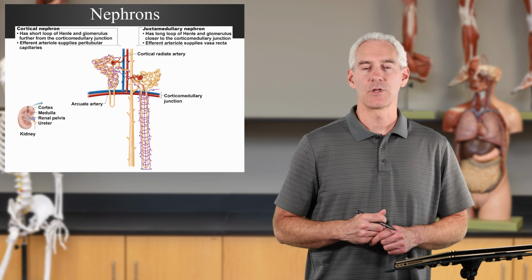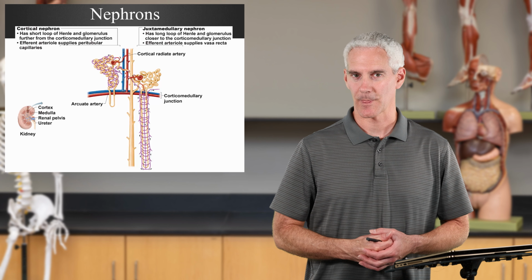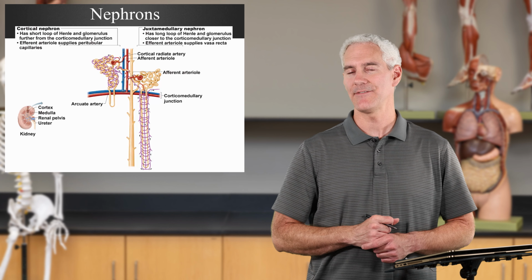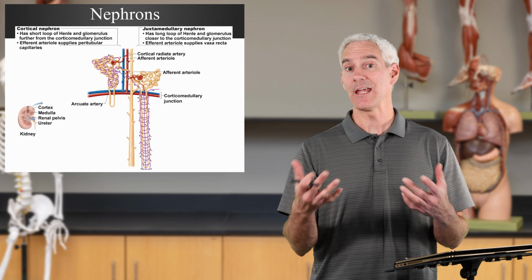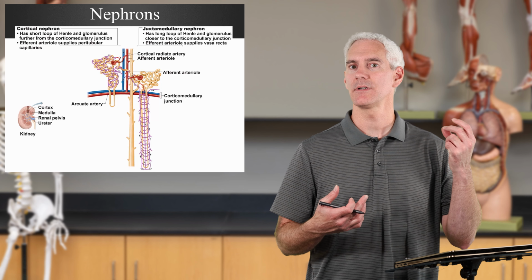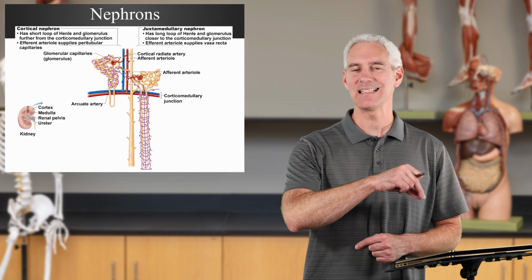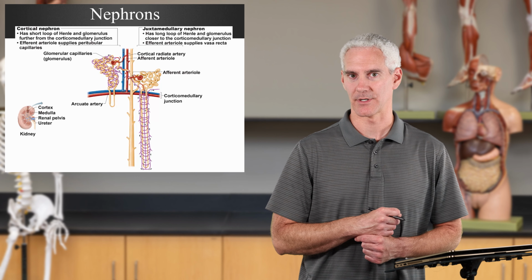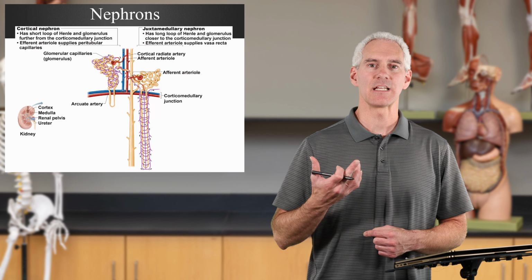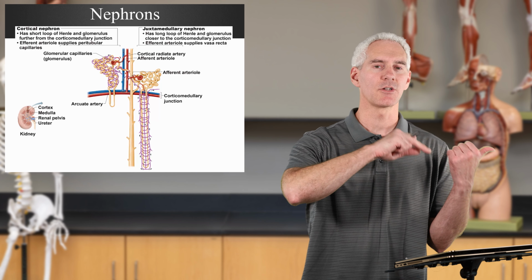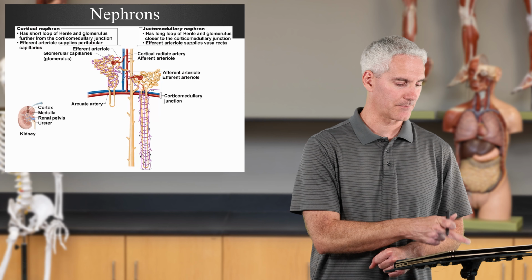From there, we go to the cortical radiate artery. Remember, the cortical radiate artery then goes into the afferent arteriole. Afferent arteriole connects to the glomerulus. Glomerulus is what's inside that renal corpuscle, remember. The glomerulus is where the filtration is occurring. It's leaving the blood, going into the nephron.